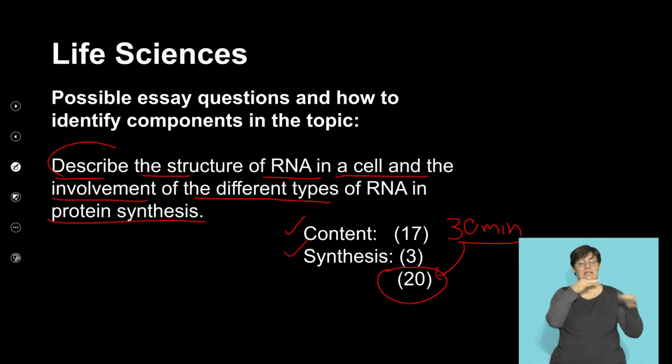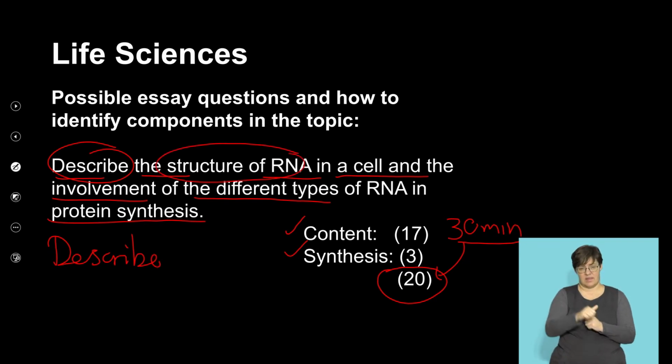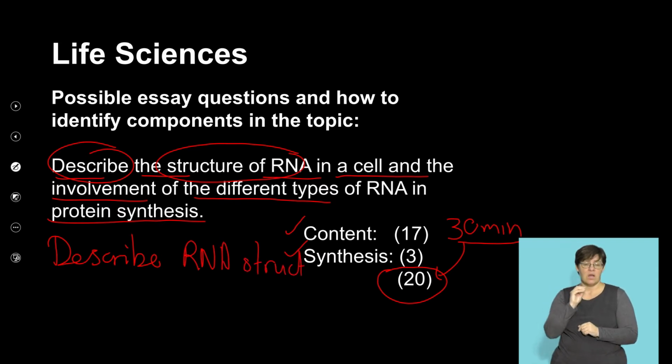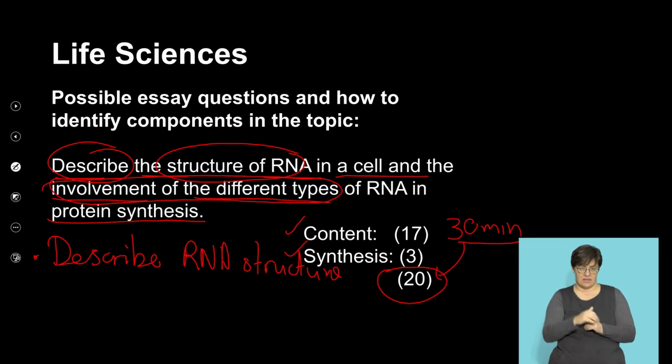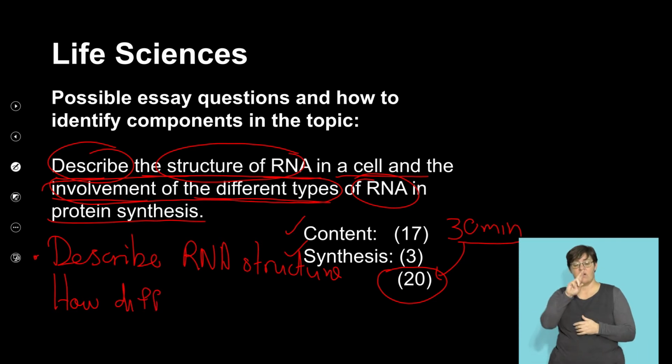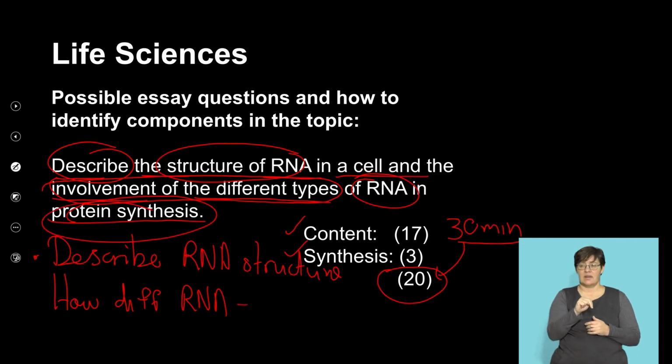So the first word is describe, guys. So that's a description. So we've got to describe. It's important that we understand what describe means. The structure of RNA. So we've got to describe RNA structure. I need you guys to note how we unpack this topic. So that's the first component in a cell, and the involvement of the different types of RNA. So we then have to describe the involvement of different types. So it's how different RNA is used in protein synthesis. So we've got to look at the use of different RNA in protein synthesis.